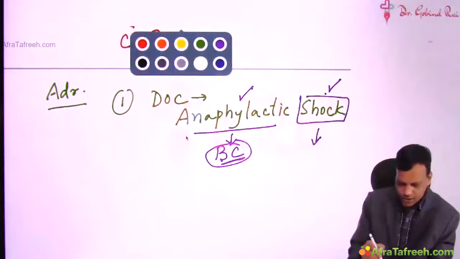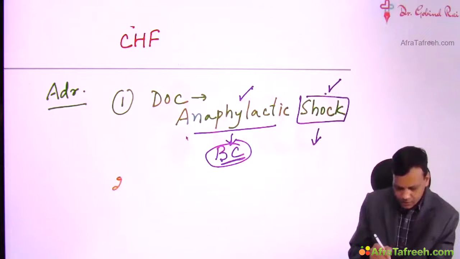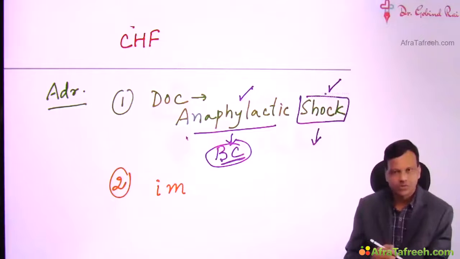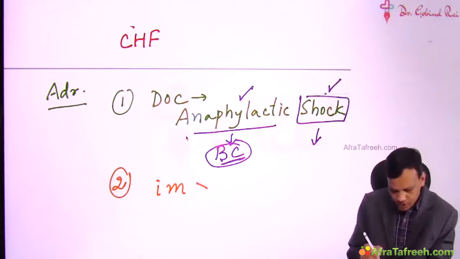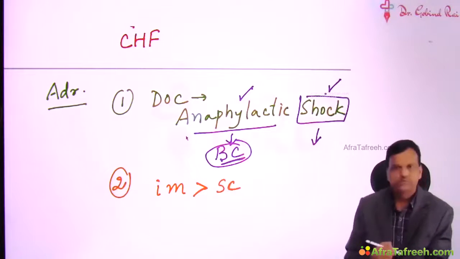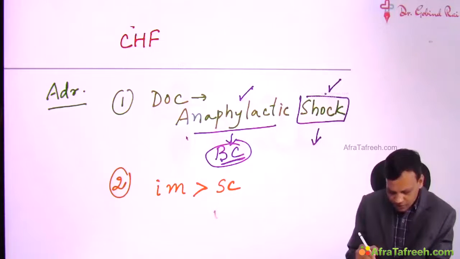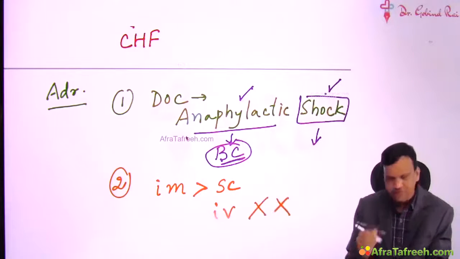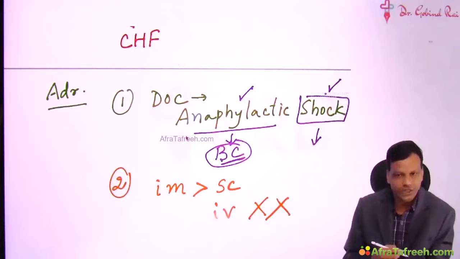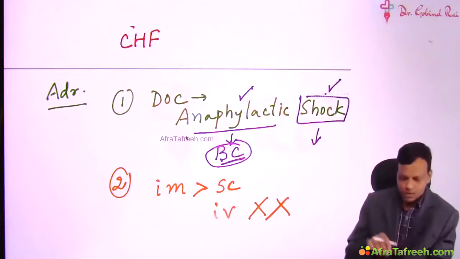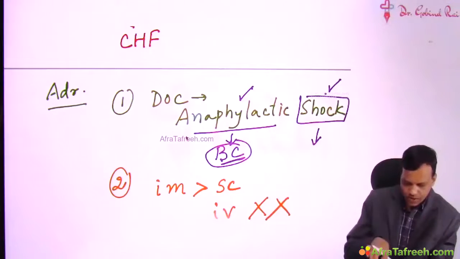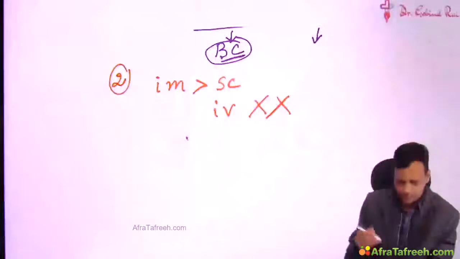Now, route of choice is intramuscular. Adrenaline is preferred by intramuscular route. If that is not given in the options, then you can mark subcutaneous. But remember, IV should not be the answer because intravenous adrenaline is highly arrhythmogenic. It can lead to death of the person. The route of choice is intramuscular. If not in the options, then subcutaneous.